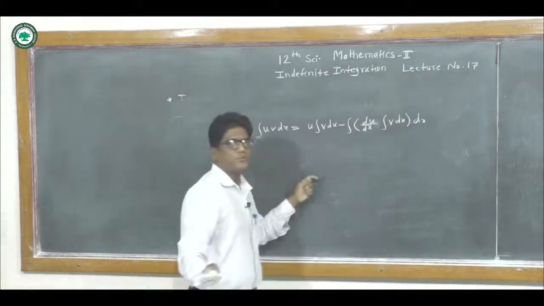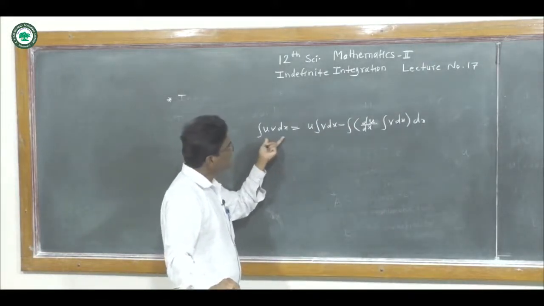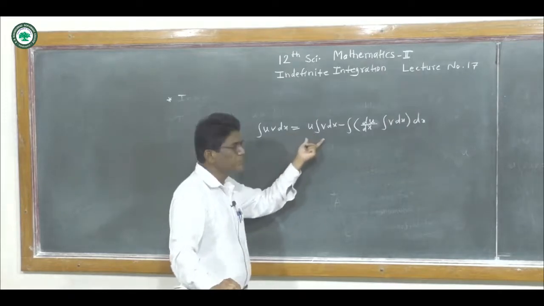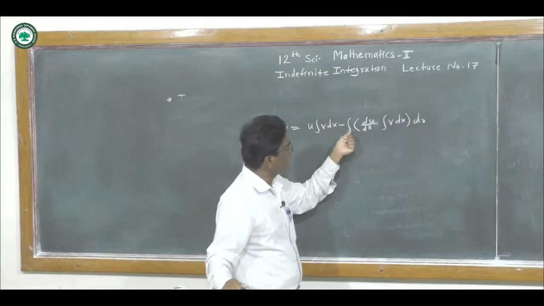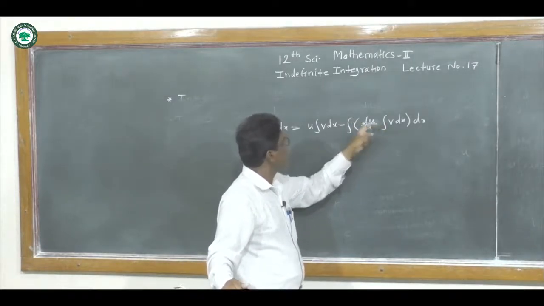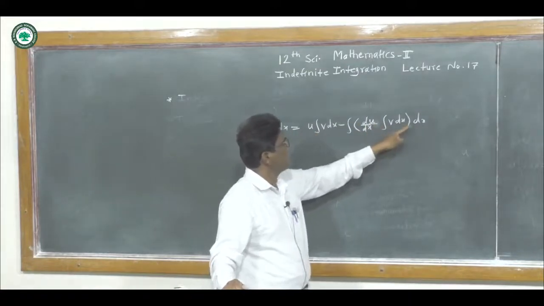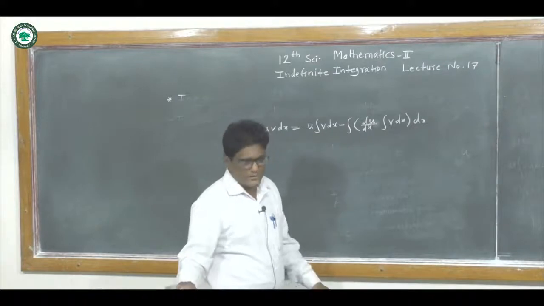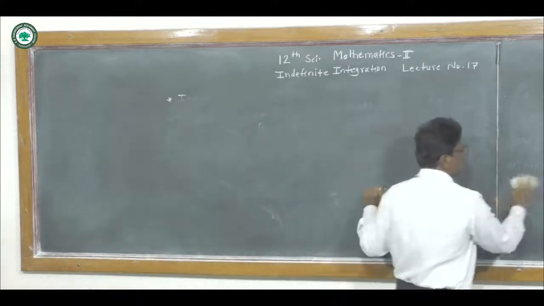Integration of u v dx, you have to learn very properly. Integration of u v dx is equal to u into integration of v dx minus integration of, in the round bracket, d by dx of u and integration of v dx, into dx. Get it?